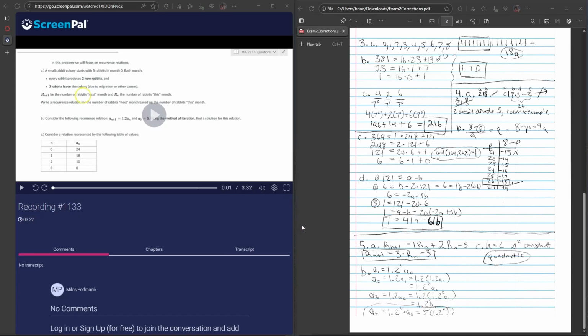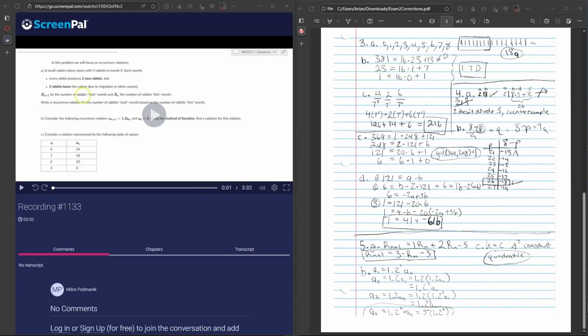So I'm redoing number 5 for this exam too, because this is the one I got the most wrong on. We'll start with part A. A small rabbit colony starts with 5 rabbits in month 0. Each month, every rabbit produces 2 new rabbits, and 3 rabbits leave. Let R_{n+1} be the number of rabbits next month, and R_n the number of rabbits this month. Write a recurrence relation for the number of rabbits next month based on the number of rabbits this month.